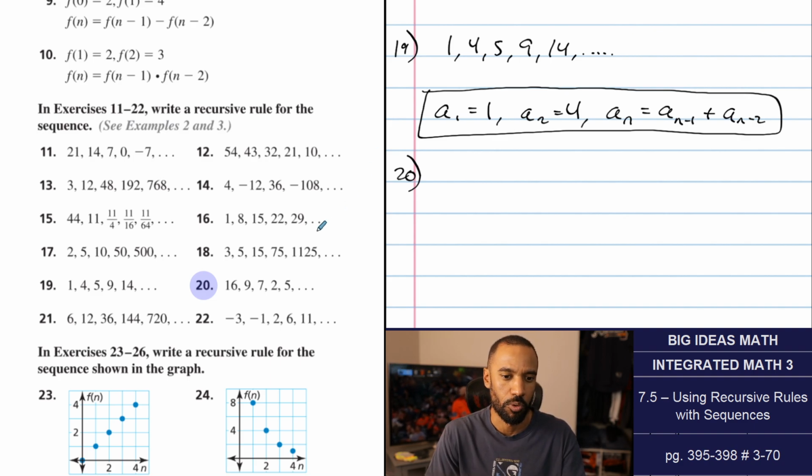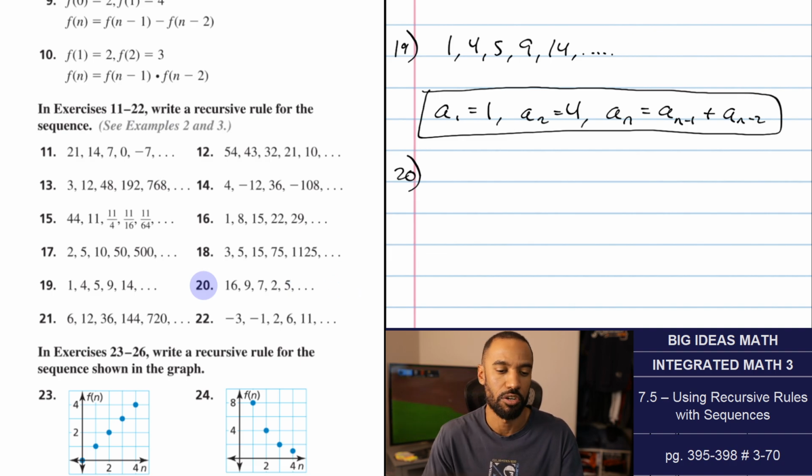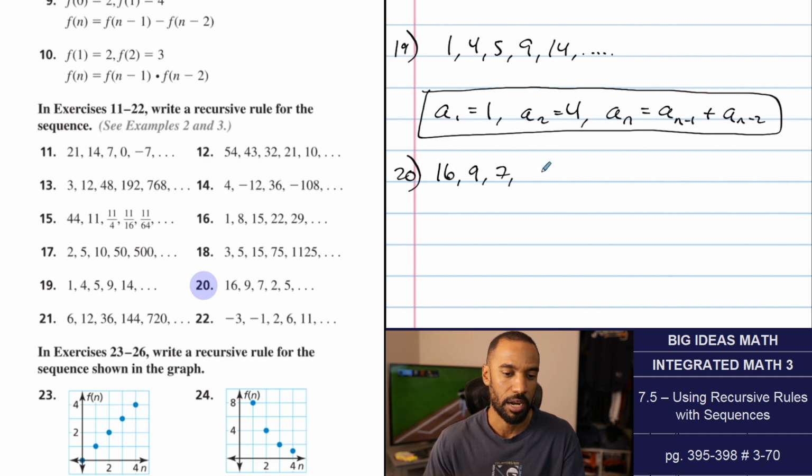Like this one, for example, what I think, does this work? Yeah, what I think I'm seeing here, the numbers get smaller, so I'm starting to think subtraction. And boom, 16 minus 9 is 7, 9 minus 7 is 2, 7 minus 2 is 5. So this is a subtraction of 1 with the one before it. It's literally my first time looking at it, but that's just where my thought goes with it.